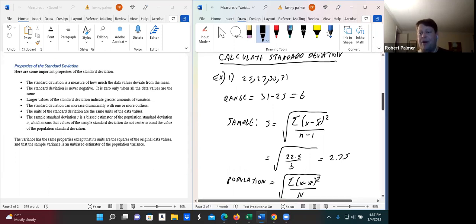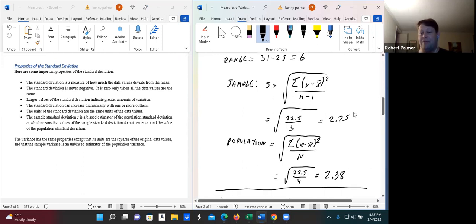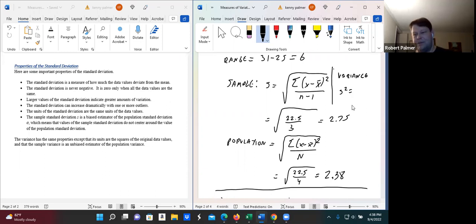Here, we didn't write down the variances. For example, the variance of this would be the square of that, and I guess we can even do that really quickly. So the variance, let's do it for the sample, S squared. Let's square that. So 2.75 times 2.75, that's about 7.56.